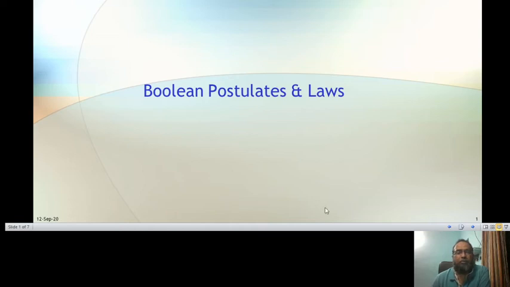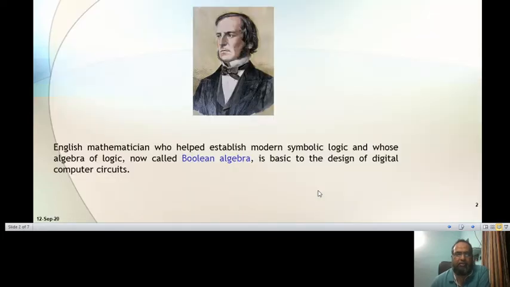Dear students, today we are going to see Boolean postulates and laws. We know that in digital systems we are dealing with zeros and ones. The arithmetic of zeros and ones is entirely different compared to the decimal number system. An English mathematician in the 19th century developed an algebra with zeros and ones. We can say it's Boolean algebra. We are utilizing these theorems of George Boole to design modern digital computer systems.